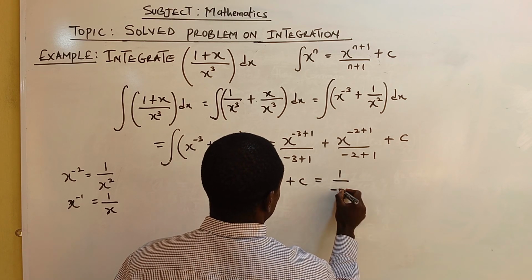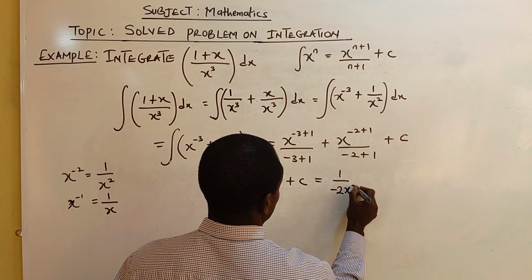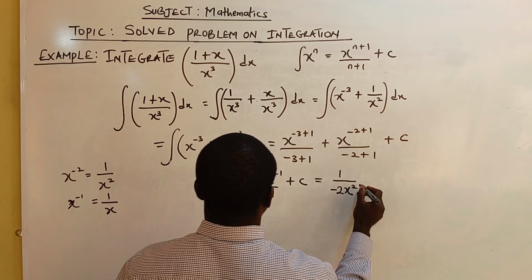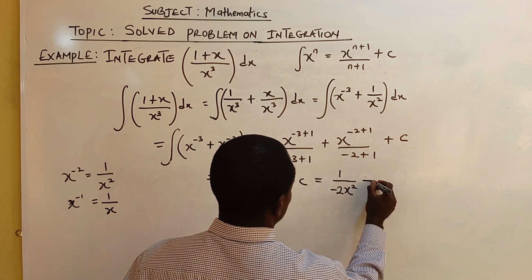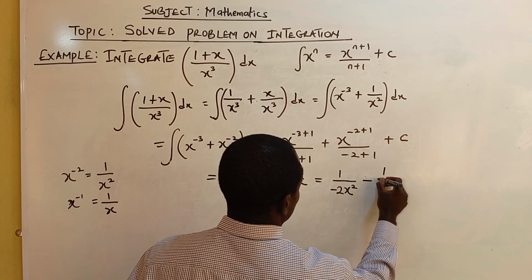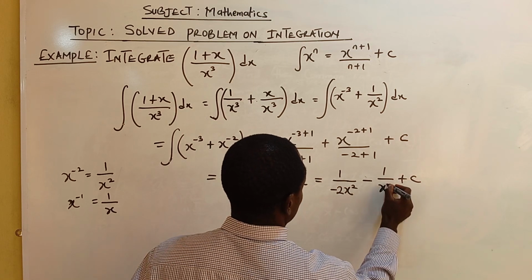one over minus 2, this will come down, x squared, the negative will disappear, plus times minus is minus, minus 1 over x plus c.